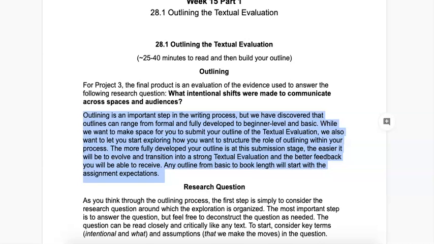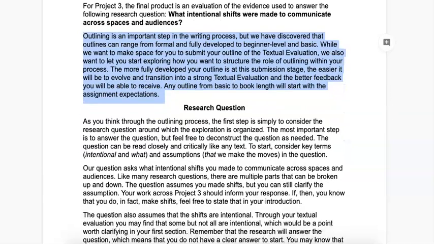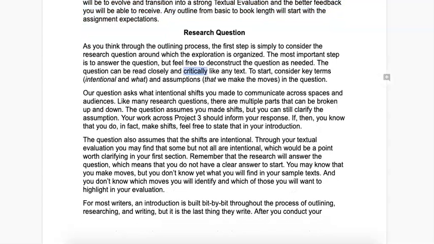Any outline from basic to book length will start with the assignment expectations. Research questions. As you think through the outlining process, the first step is simply to consider the research question around which the exploration is organized. The most important step is to answer the question, but feel free to deconstruct the question as needed. The question can be read closely and critically like any text. To start, consider key terms, like intentional and what, and assumptions that shape the moves in the question.